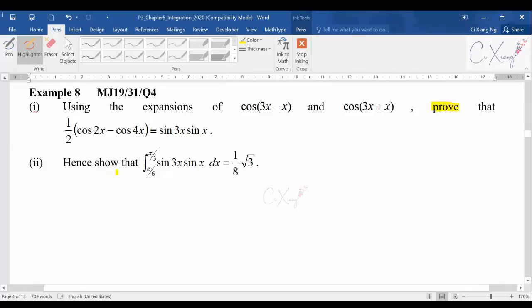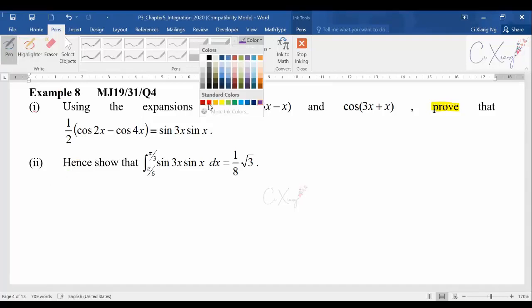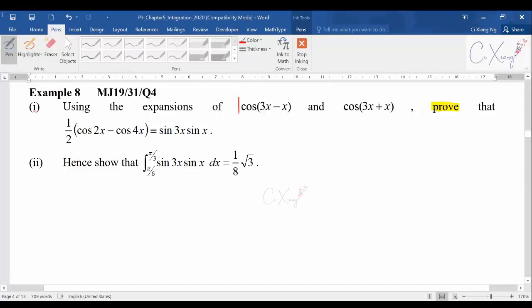All right, so for example 8, you can see that the first part they ask you to prove something, and after that only ask you to integrate. So let's start. Okay, so they want you to expand 2 identities here. This one is the first one. Okay, and this is the second one. So they want to expand both.